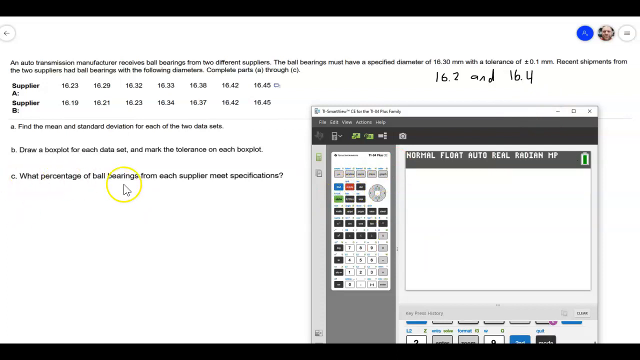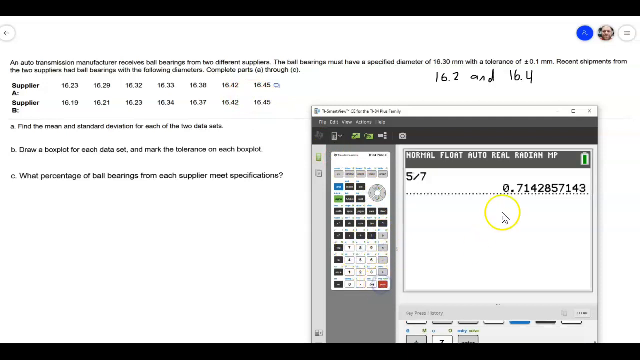And then the last one is pretty easy. It just says what percentage of ball bearings from each supplier meet specification. So all we're going to do is say it's the number that fall within this range divided by the total number. So for the first one, 5 of these fall within this range out of the 7. So I just do 5 divided by 7 and then convert that to a percentage, so just move the decimal place over twice. That would be about 71% if I round it to the nearest percent. So that would be the percent of supplier A that fall within the range, 71%.